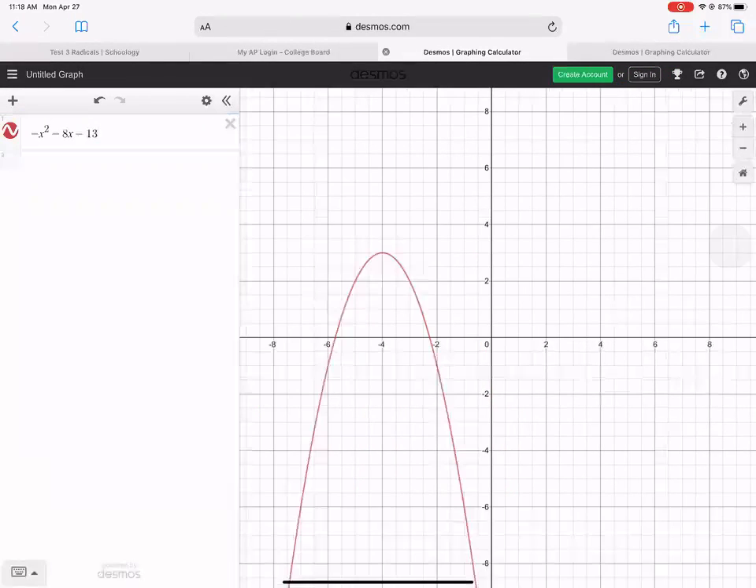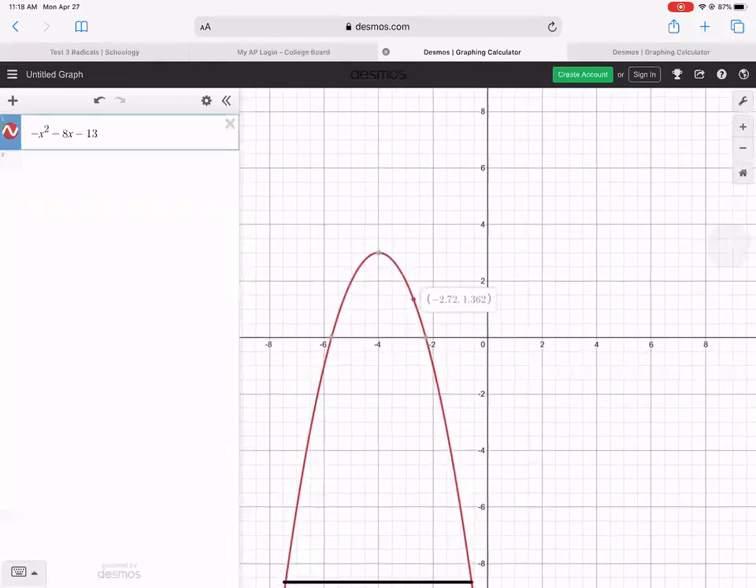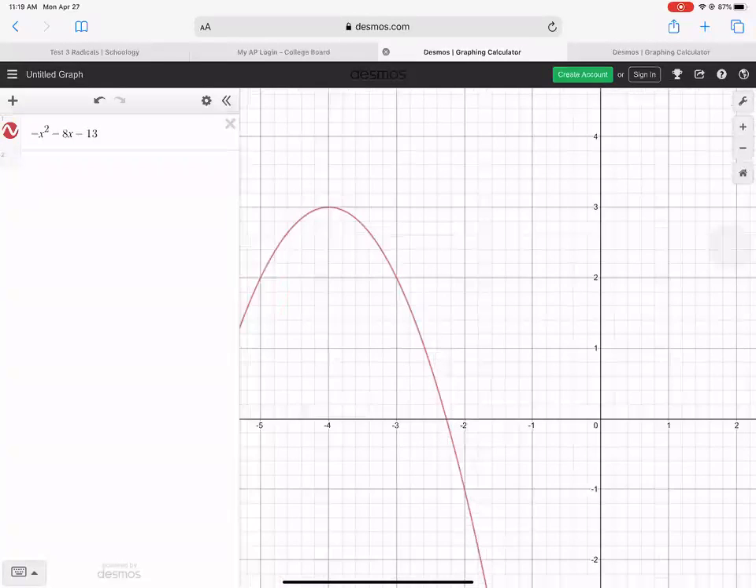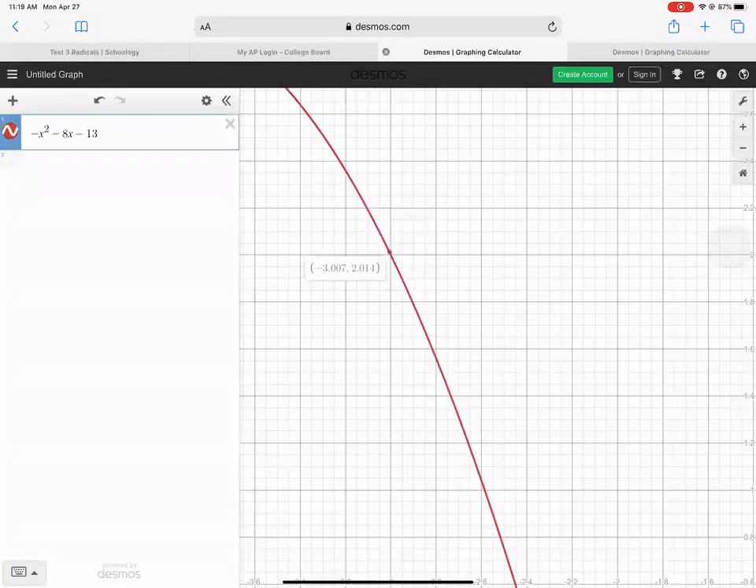So when x is equal to 3, negative 3, our y value, let's see if we can get in there. Doesn't the y value look like it should be 1.9, 1.99? It should be 2, right? So the value should be 2.